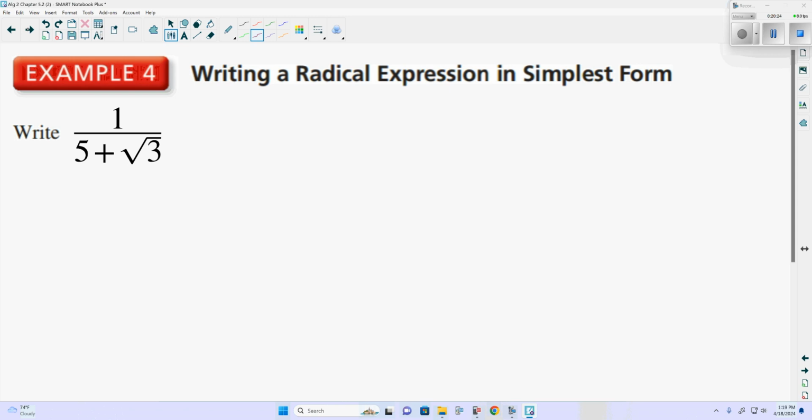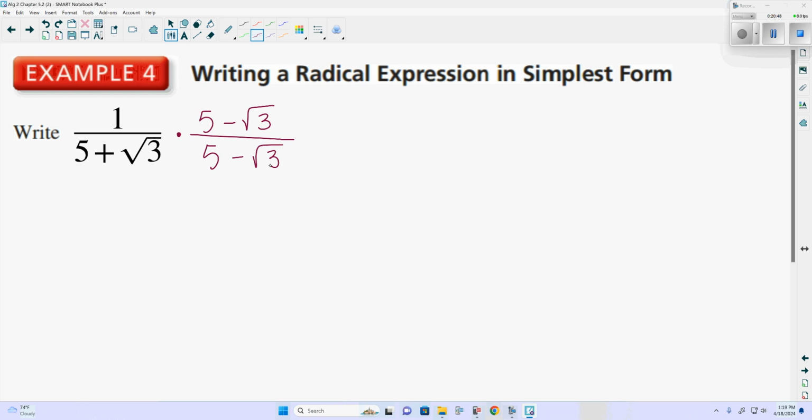We want to write this in simplest form, 1 over 5 plus the square root of 3. Now to do that, we need to get the radical out of the bottom of the fraction. And there's one main way to do that. We have to multiply the top and bottom of this by the conjugate of the denominator, which is 5 minus the square root of 3.